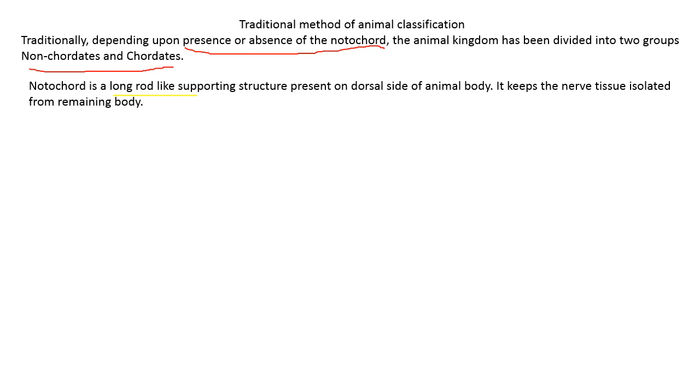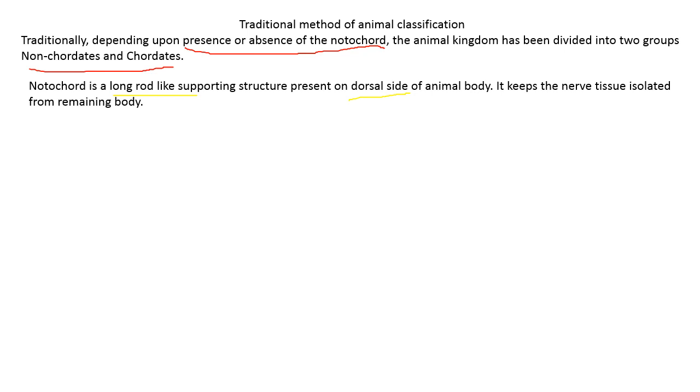Now, what do I mean by dorsal side? Dorsal side means the back side of the animal. The back side of the animal body is called the dorsal side. So the notochord is a long rod-like structure present behind the body. And what it is doing is keeping the nerve tissue isolated from the remaining body. Whatever nerve tissues you have studied again in 9th standard, nervous tissue, nervous system. In the nervous system, we have the spinal cord and the brain and the nerve tissues, right?